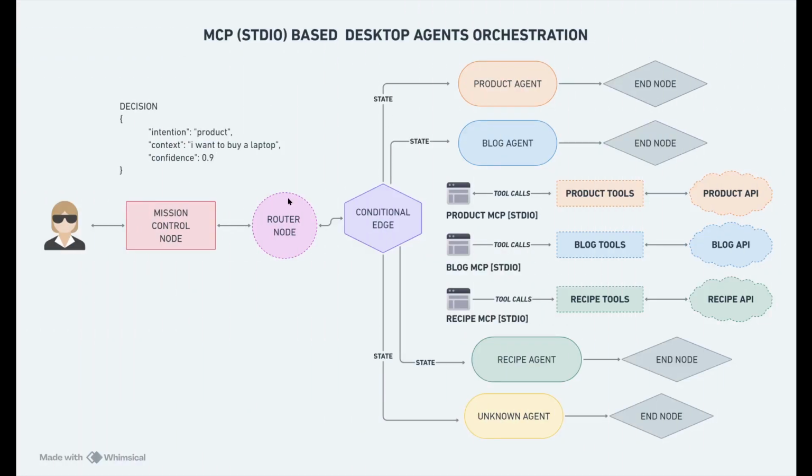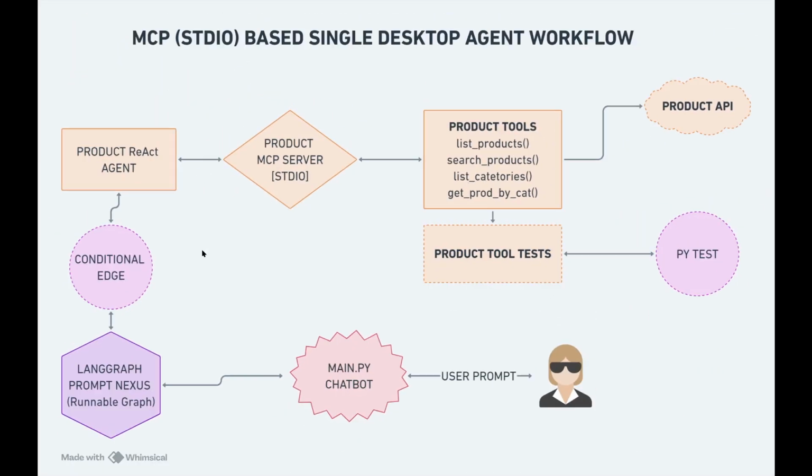All right, so all that being said, I'm not going to dump everything on you in just a few videos. I'm going to go step by step, take one small bite at a time, by which I mean, let's focus on just the product agent, its MCP tools, and the product API. Let's zoom in to this block right here. All right, so this is how a single desktop agent workflow works. So basically, first, we focus on building our tools.